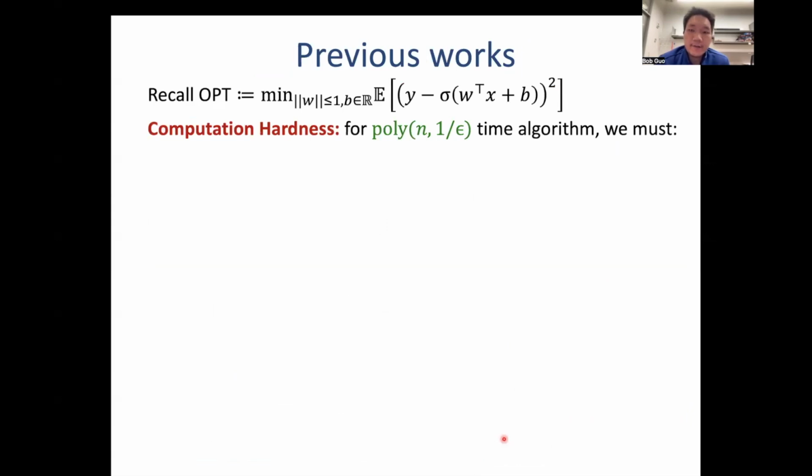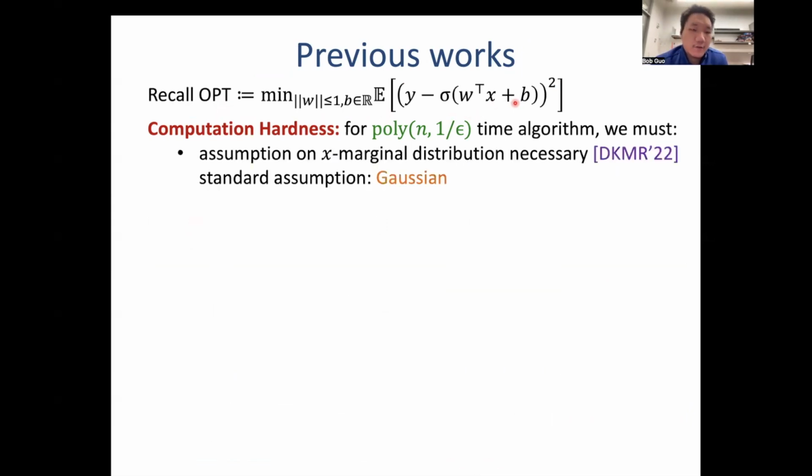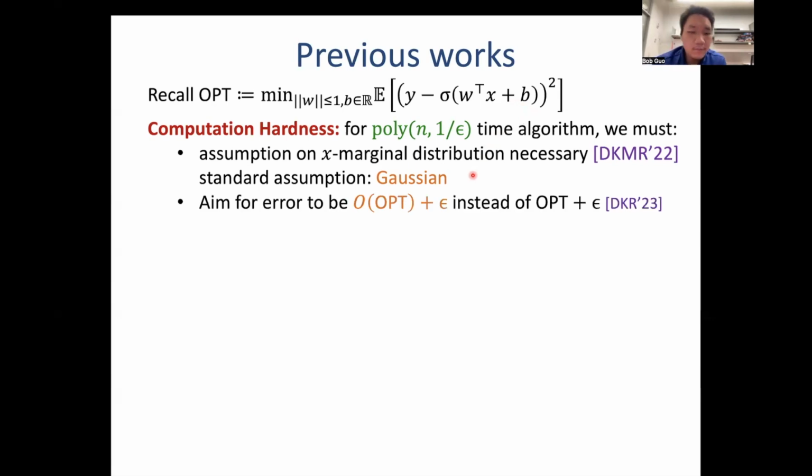And now let's talk about how previous works have studied this problem. Here's the definition of opt, just as a reminder. Previous results have shown computational hardness of this learning problem. So in order for this algorithm to run in polynomial time, we must first assume something about the X marginal distribution. Otherwise, it will be impossible to produce a polynomial time algorithm. In this work, we will use the standard assumption, which is to assume it is a standard Gaussian. Meanwhile, we must also aim for the error to be a constant multiple of opt plus epsilon, instead of simply opt plus epsilon.